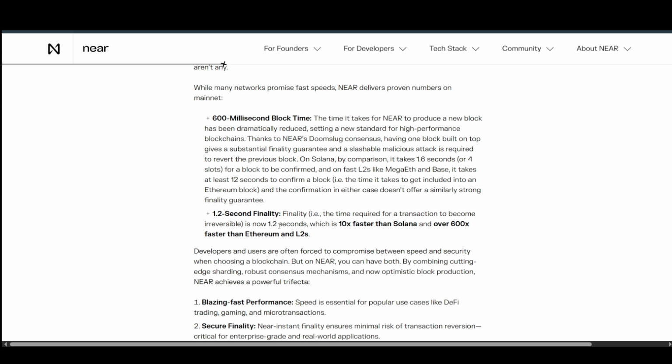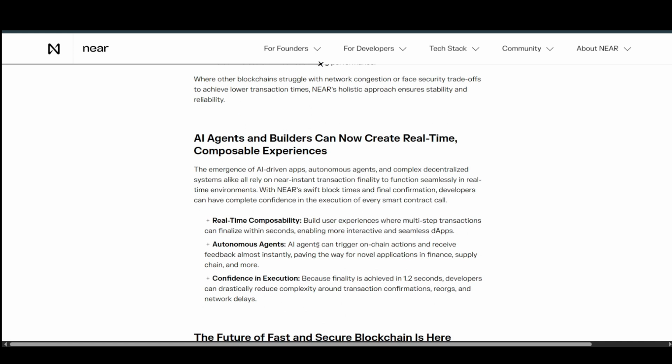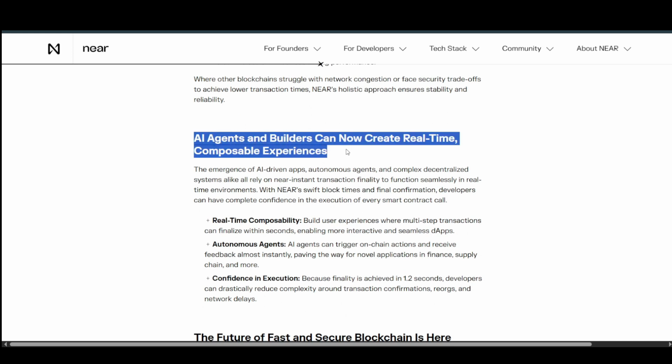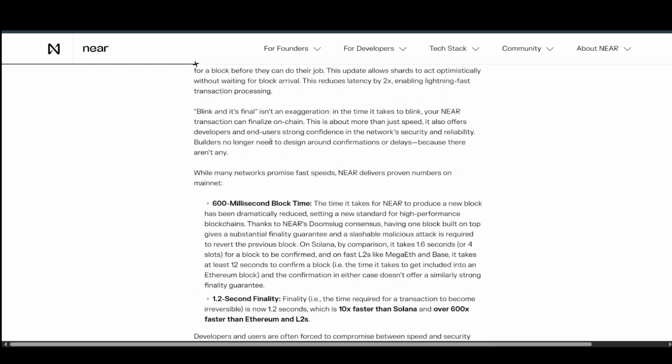they are already faster than Solana and faster than Ethereum and its layer 2s, and they are also getting closer to Sui as well. So that's pretty good, I think. Now this will be pretty good for AI agents and builders, as they can now create real-time composable experiences because of this speed. So I think that's pretty good.